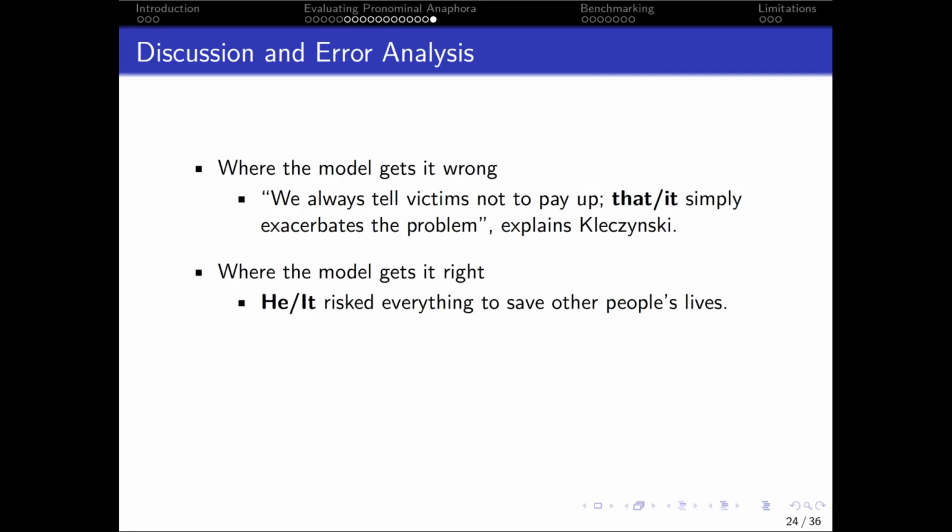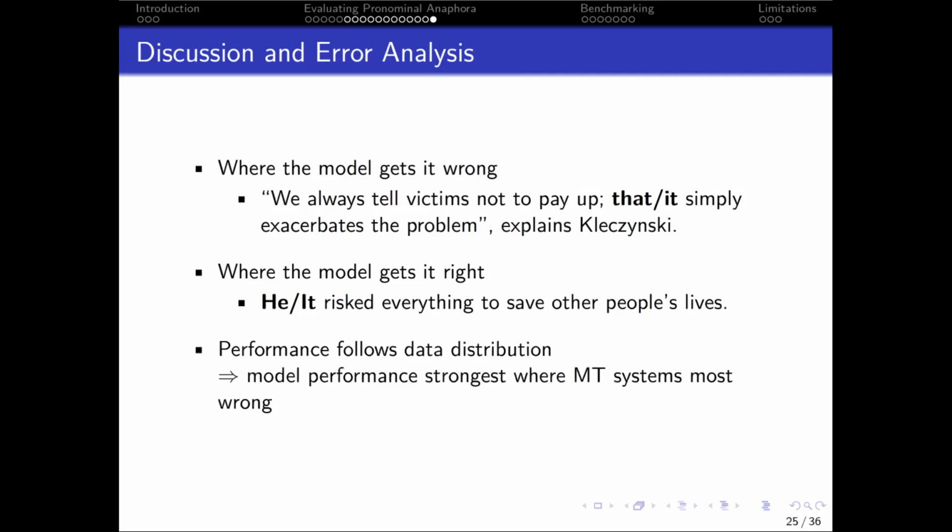It turns out that this performance actually just follows the distribution of the training data, because a vast majority of errors that MT systems were making was in this particular case, where they would produce it instead of he a lot of the time. So in that sense, the model performance is strongest where MT systems are most strong, because that's where a lot of the training data comes from.